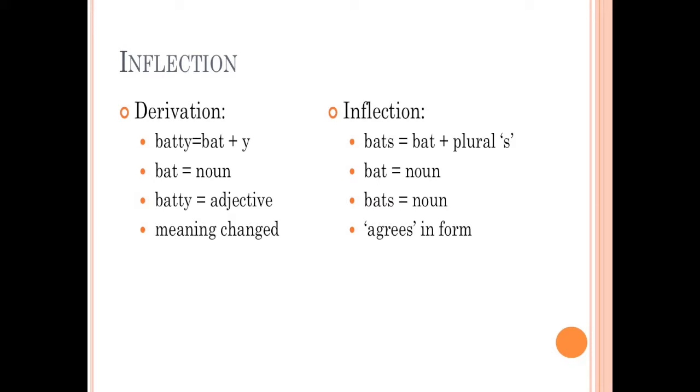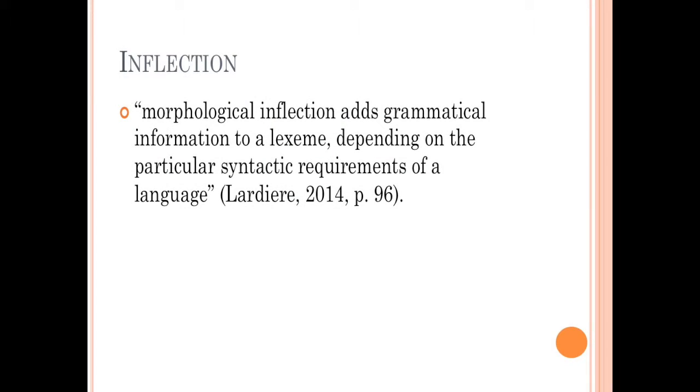Bats is a different word than bat in a way, but it's in a different way than batty is a different word than bat. Bat and bats have a lot more in common than bat and batty. It's a new word in a sense, but in a different way than batty is a new word. Morphological inflection adds grammatical information to a lexeme based on the particular syntactic requirements of a language.